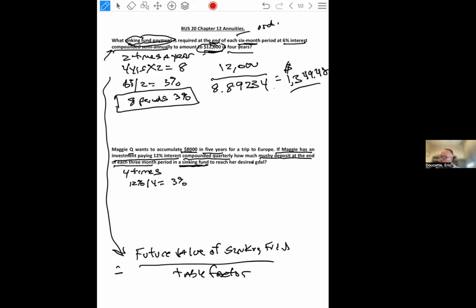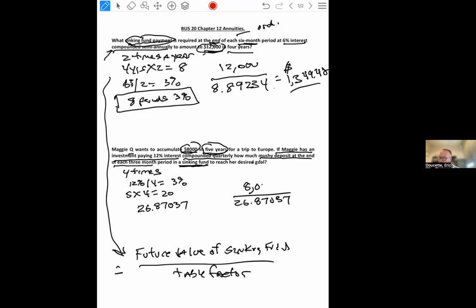And then it's going to be for how long? End of each 3-month period, quarterly, for how many years? So say 5 years. Sorry. So 5 years times 4 equals 20. So it's going to be 20 periods at 3%. I'm going to go to the future value table. 2.687037 is the table factor, and I'm going to divide 8,000 by that, 2.687037.